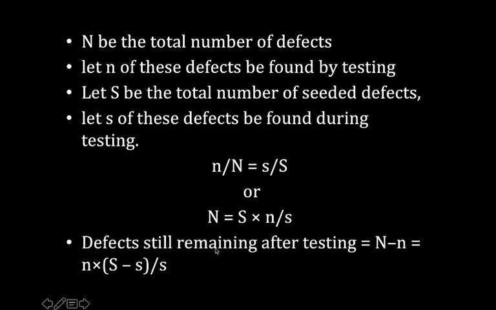So defects still remaining after testing. Even after performing this testing, some of the defects might go unnoticed. That is given by N - n = n * (S - s) / s. So if that N - n value is very high, that means most of the defects have not been found out. So we have to again design some test cases and we have to reduce that ratio. So this is all about testing. Thank you.